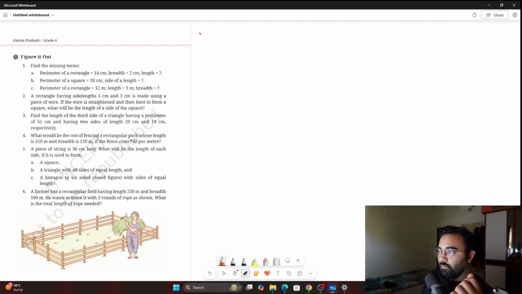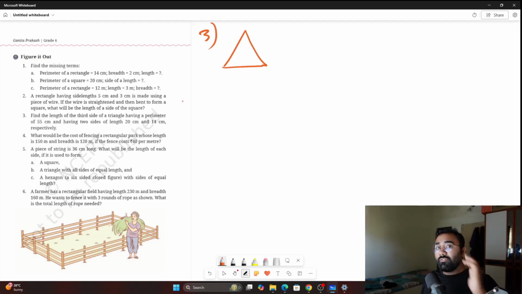Now here we come to triangle. Find the length of the third side of a triangle having a perimeter of this and having two sides as this. So first of all, if you are confused in such questions, always draw a rough diagram first. There are a lot of teachers who insist that if you are struggling with questions in geometry or in shapes or in perimeter and area questions, always make it a point to draw a rough diagram, because it will help you visualize. In mathematics, it helps if you have a good imagination and good visualization.